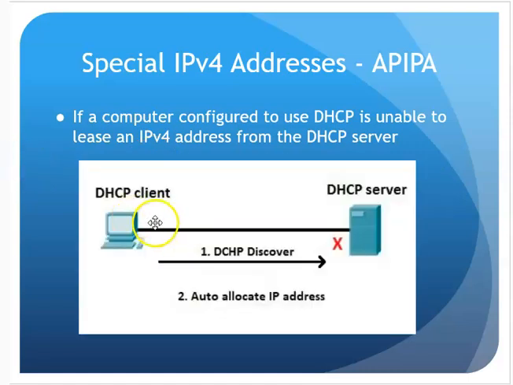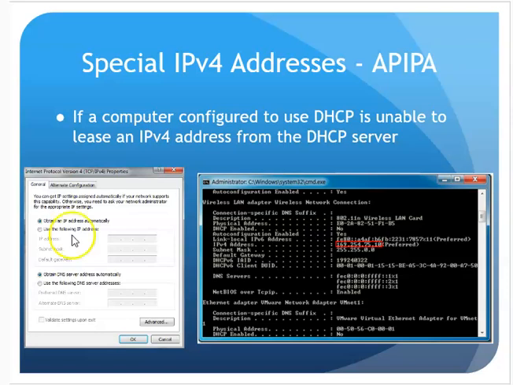So here, the client asks for an address from the server. It tries to discover one, and for whatever reason, the connection, the server being down, whatever, it doesn't get an address, so it self-assigns that 169.254. And here we are. We're set for dynamic, and there's an issue, so I get a 169.254. That's what we're seeing there.